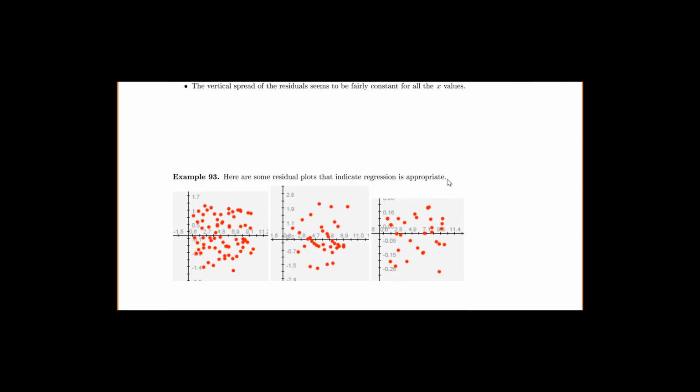First, here's an example of some residual plots that indicate regression is appropriate. Again, these are the residual plots, the error plots, not the actual data. Notice in all of these that my points seem to be randomly scattered about. There doesn't seem to be any pattern, they're just randomly scattered about the x-axis. So these all look good.